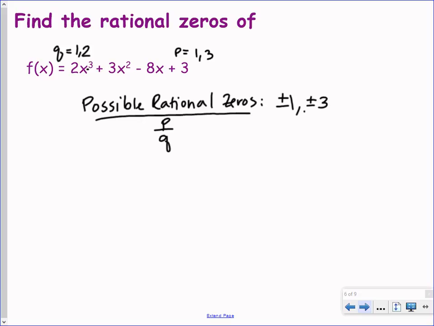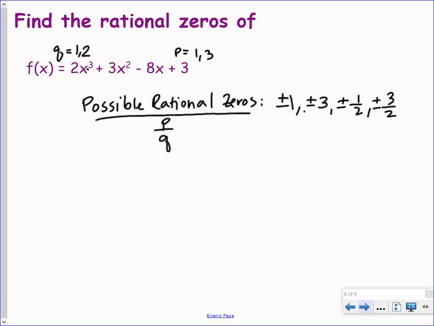And then I've got to go back. I'm going to take those and put them over 2. So 1 over 2 and 3 over 2. And these numbers are all rational. They can be written as fractions, and they are the possible rational solutions. I have 4 positive and 4 negative that I could check.